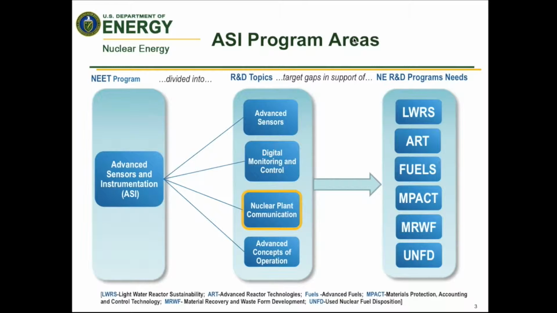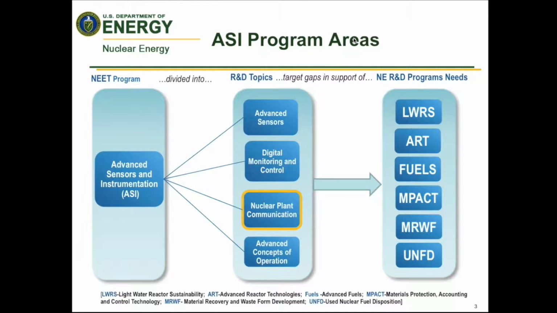Research in these areas needs to support at least 2 of the DOE and R&D programs listed on the right. Last year we conducted a poll, and these research areas are still INC priorities for the programs. For this solicitation, we'll be requesting proposals under the nuclear plant communication area.